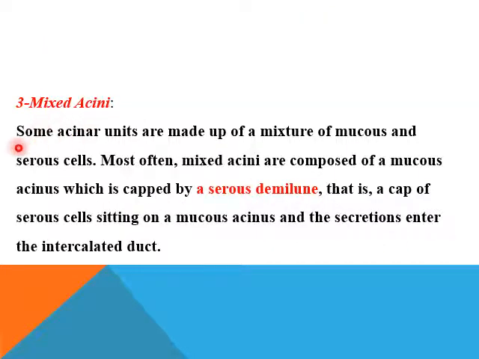Mixed acini, the third type of acini, is mixed. Some acini units are made up of a mixture of mucous and serous cells. Most often, mixed acini are composed of a mucous acinus which is capped by a serous demilune. So the mixed acini is called serous demilune. That is a cap of serous cells sitting on the mucous acini, and the secretion enters the intercalated duct.